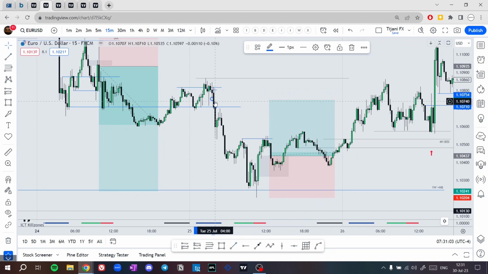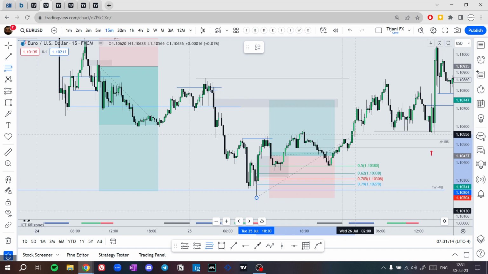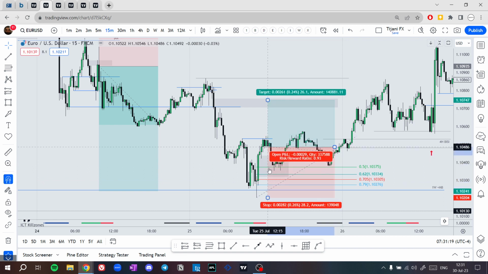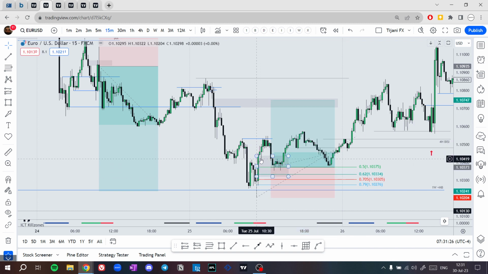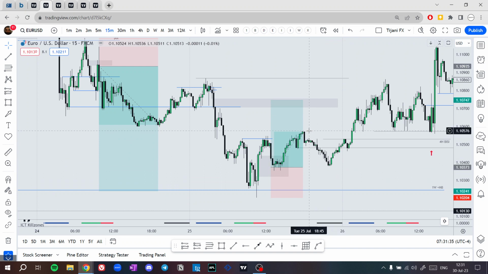Let me give you something. How to refine that entry. Yes, maybe you can miss moves doing that, but this is what I do. At least if I have this fair value gap here, I'm gonna enter at equilibrium of that range. We have a fair value gap here, but let's assume I don't have a fair value gap during the optimal trade entry. I'm gonna wait for that fair value gap to refine my entries to have a good risk reward.